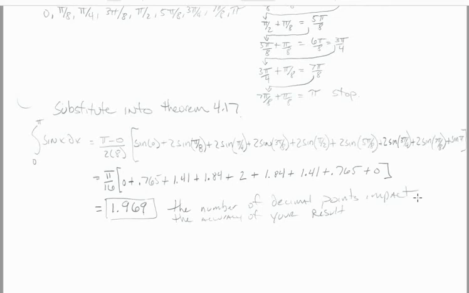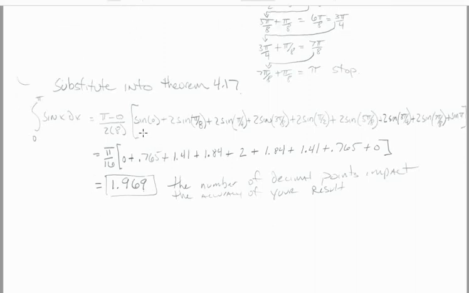And remember, this is all for the trapezoid rule. So we're going to evaluate the function. The function is sine of x. So we're going to substitute in every single one of those values for sine of x. So sine of 0 is 0. Then we have 2 times sine of pi over 8. Make sure you're in radians. That gets us 0.765. Then we have 2 times sine of pi over 4, which is 1.41. Then we have 2 times sine of 3 pi over 8. We get 1.84. We have 2 times sine of pi over 2, which is 2.